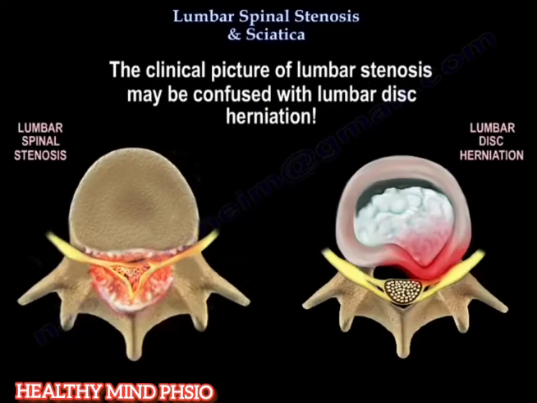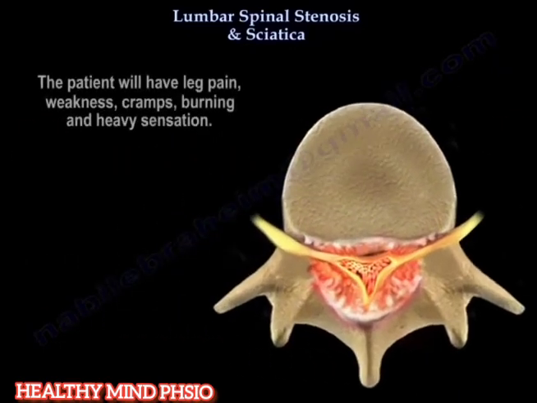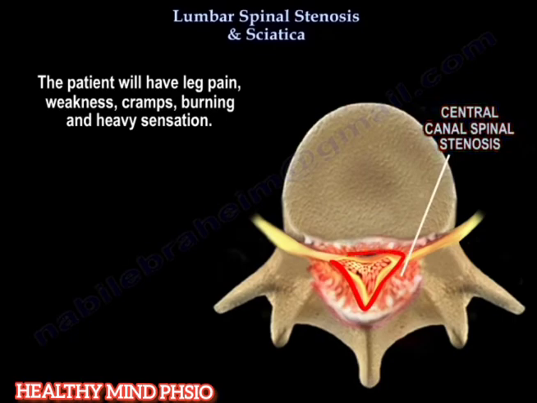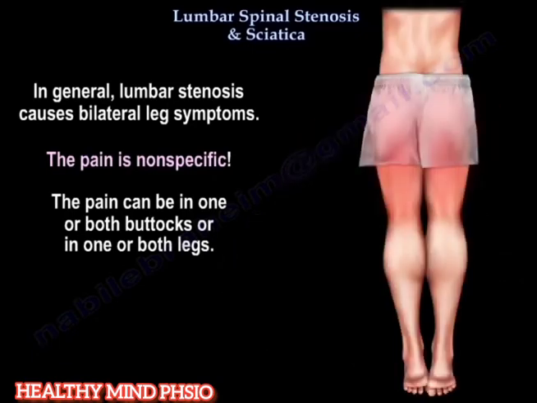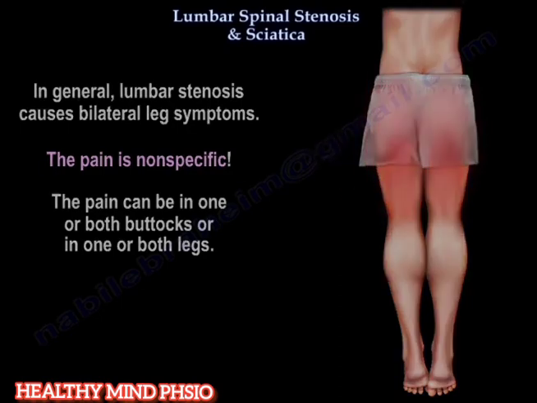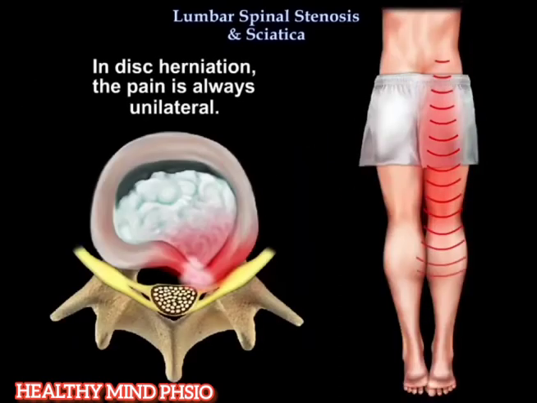The clinical picture of lumbar stenosis may be confused with lumbar disc herniation. The patient will have leg pain, weakness, cramps, burning, and heavy sensation. In general, lumbar stenosis causes bilateral leg symptoms. The pain is non-specific. The pain can be in one or both buttocks or in one or both legs. In disc herniation, the pain is always unilateral.